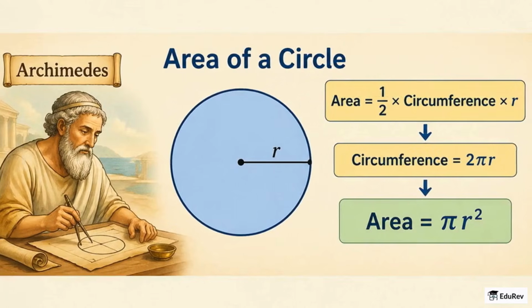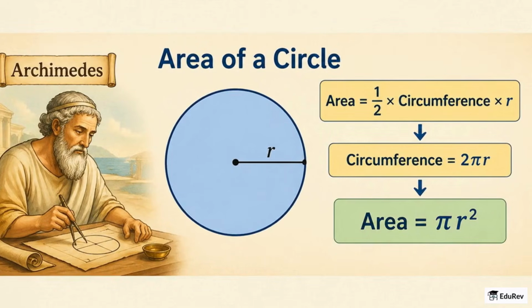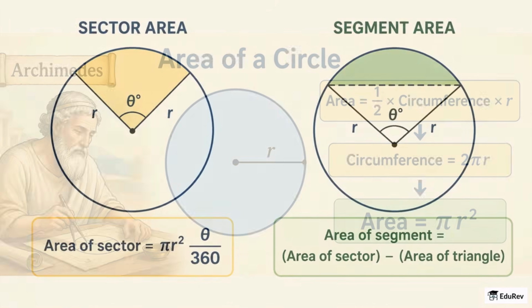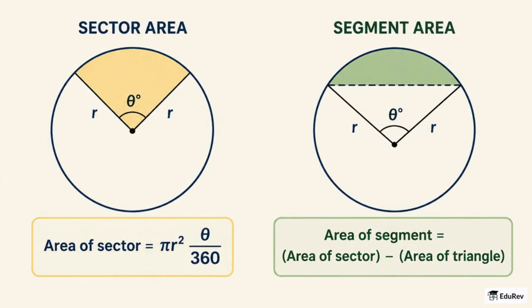Area of a circle is pi times r squared because Archimedes showed area equals 1/2 times circumference times r, which simplifies to pi r squared. A sector with angle theta degrees has area pi r squared times theta degrees by 360 degrees. And a segment area equals sector area minus the triangle made by the chord and the radii.